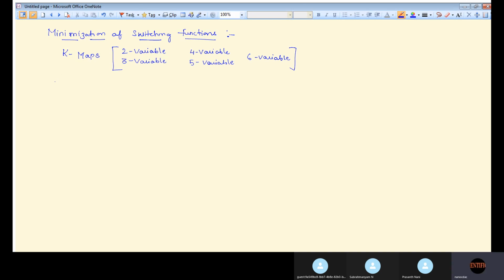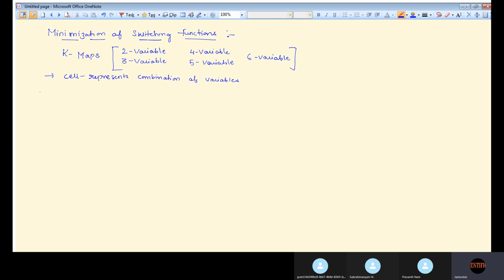A K-map is nothing but a graph composed of cells. Each cell represents a combination of variables, maybe in POS form or in SOP form. We know that any Boolean expression can be expressed in standard canonical SOP form or POS form.